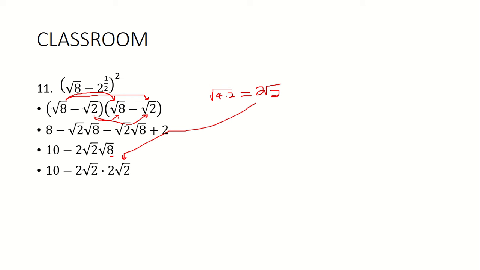This is how I got it. When you find the square root of 4, it'll simply give you that 2, and inside you'll have the square root of 2. This is how we got it. But 2 times 2 will give you 4. Square root of 2 times square root of 2 will just give you 2. Hence, we have this, okay? Now you'll end up having 10 minus 8, and 10 minus 8 is 2.